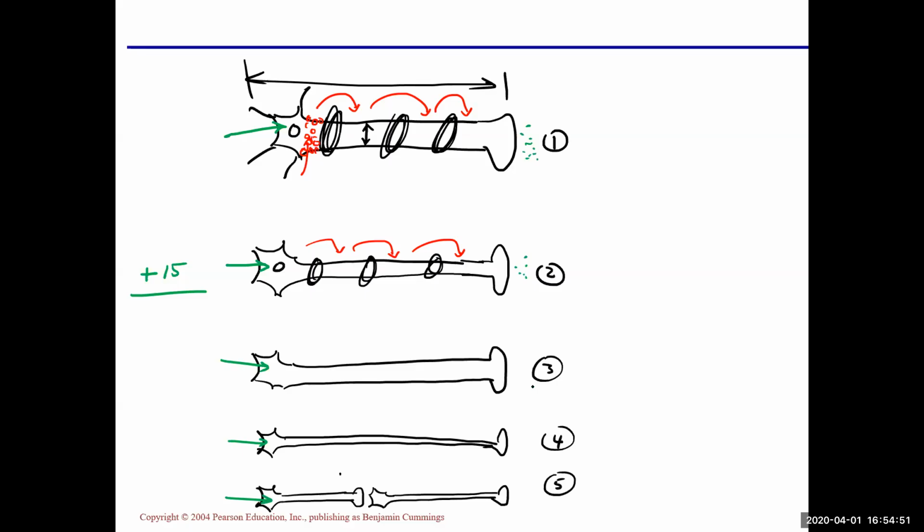Now number 3 has the same diameter as number 2, but it doesn't have the myelin. So there's no saltatory conduction. The action potential normally goes in, but you have to open up and close all those channels along the way rather than jumping. So therefore there's a little bit of delay.